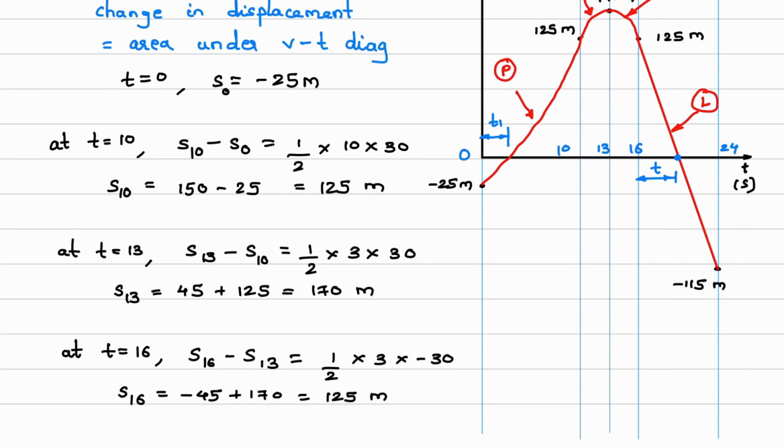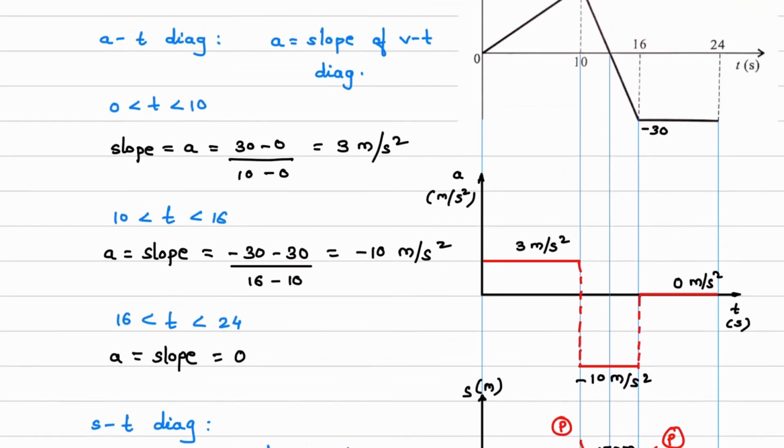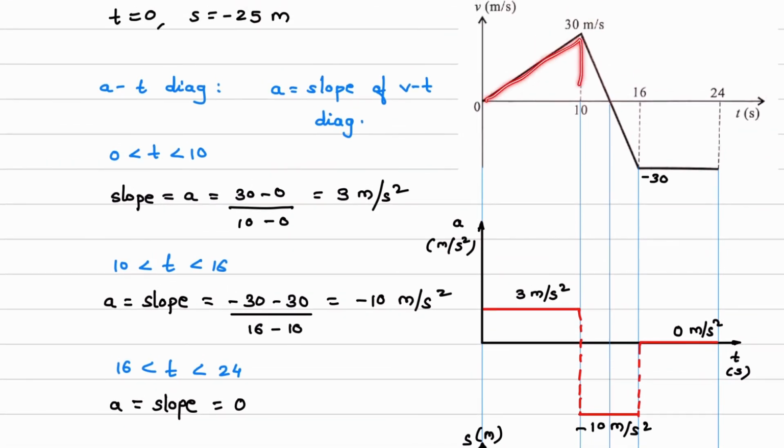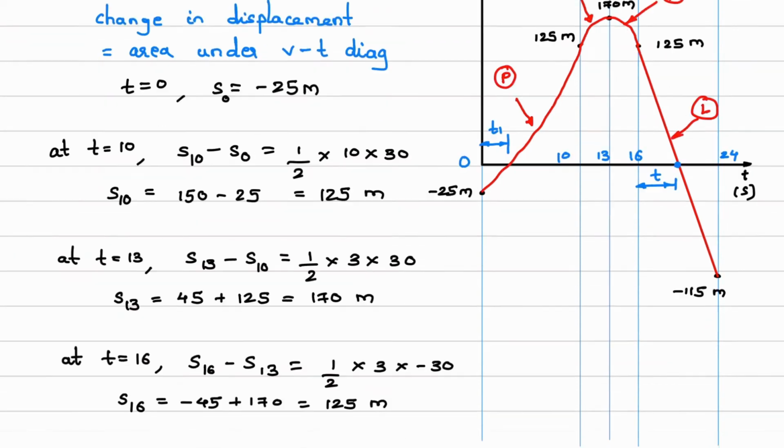So what we will write is change in displacement. We have already seen this part. Change in displacement is the area under the VT diagram. If you see the VT diagram, we only have a triangle and a rectangle, so this area we can take easily. So we will use this logic: change in displacement is equal to area under the VT diagram.